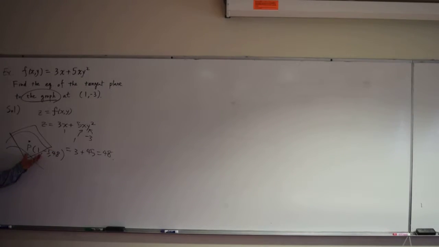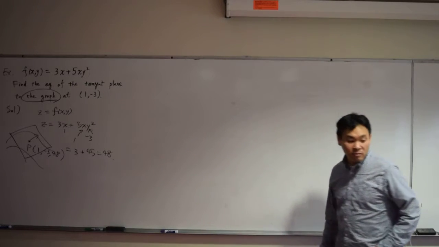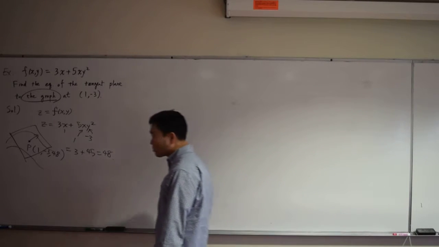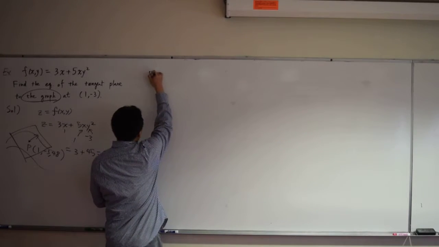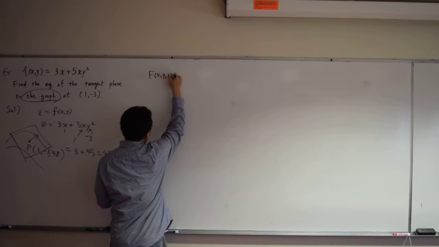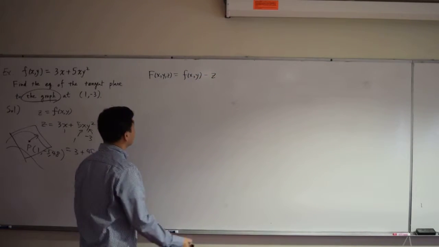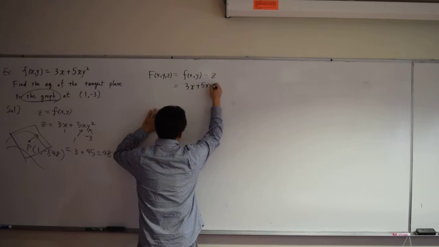We need that because in order to find the equation of the plane, we need a point and a normal vector. Okay? So we have the point, now we have to work for the normal vector. How do you find the normal vector? We use the property that the gradient of a function is perpendicular to the level curves or level surfaces. We need the level surface. And what we do is we define capital F(x, y, z) as the small f(x, y) minus z. Okay? So that in our context, it's 3x plus 5xy squared minus z.